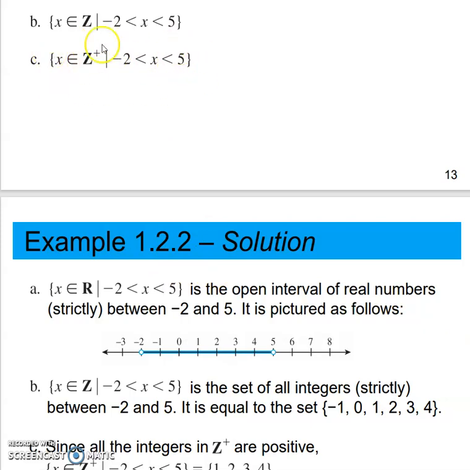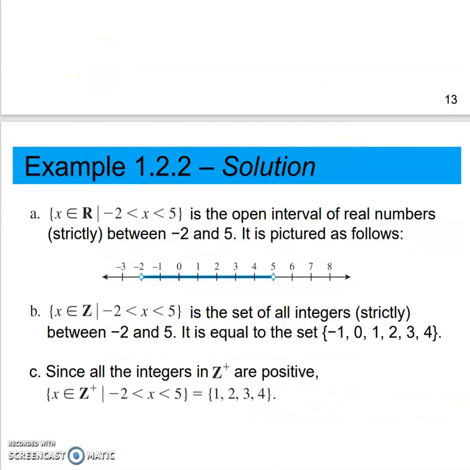And finally, C, again, looks almost the same. The only difference is I've got this little positive sign here. So again, that is positive integers only. So, looking at part B, we only want the positive answers from that list. So my answer would be 1, 2, 3, and 4. So make sure that you are looking at what numbers we are using, because that is going to make a big difference in our answer.